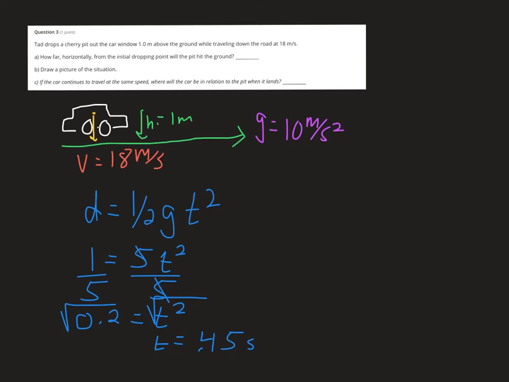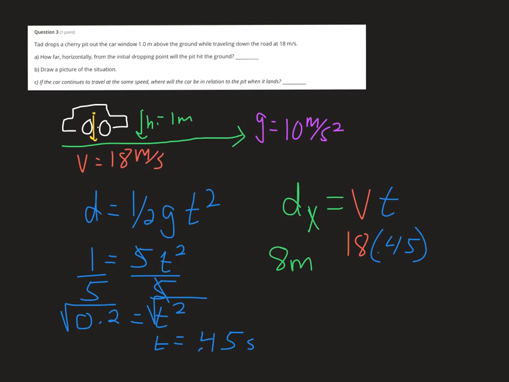Now that we have a time, we can solve for the distance in the x direction, which is equal to the velocity times time. If I plug in my numbers, 18 times 0.45, I should get an answer of roughly 8 meters. I think it's like 8.05, so roughly 8 meters down the road. That's how far it would travel.